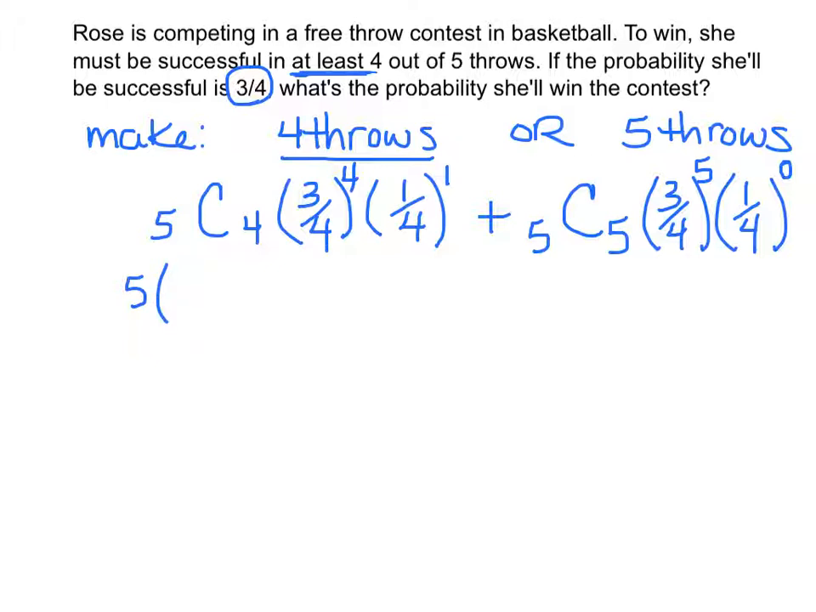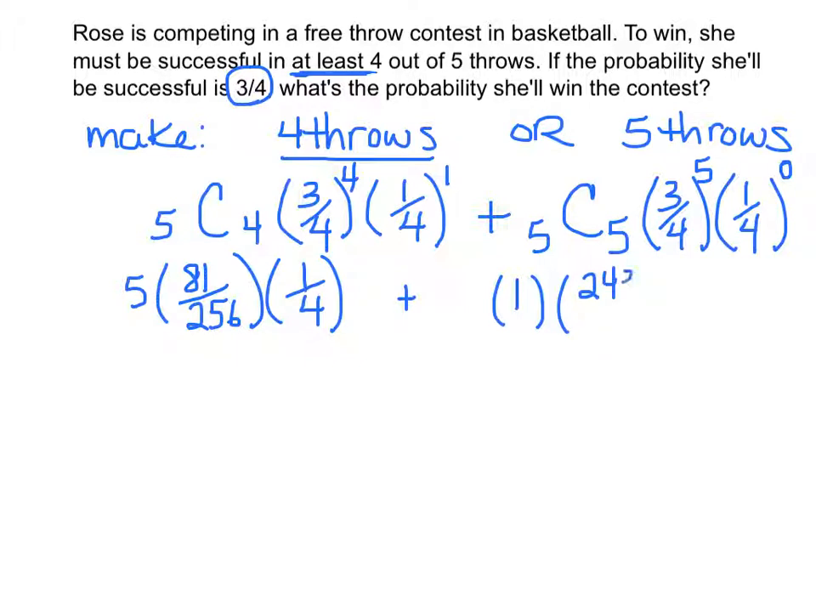3/4 to the 4th power, so that would be 81 over 256. And then we've got 1/4 to the 1 power, which is obviously 1/4. And then over here we have 5C5, that's 1. And then we have 3/4 to the 5th, which would be 243 over 1024. And anything to the 0 power we know is a 1. So then we're just simply going to work this all out.